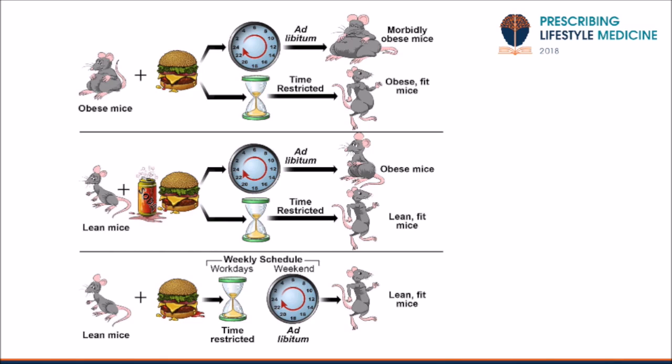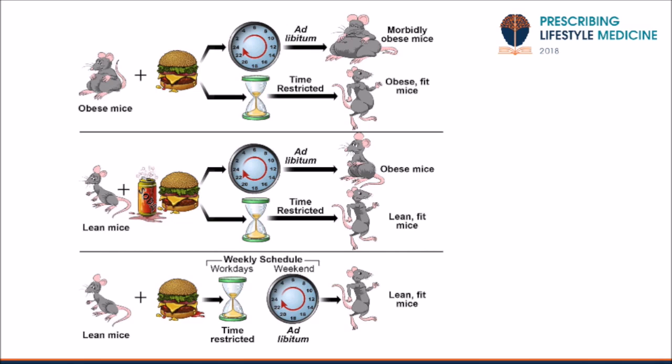Then you've got lean mice. Again, given an even more obesogenic diet ad libitum, those lean mice become obese. Restrict their eating window, and they become lean, fit mice.